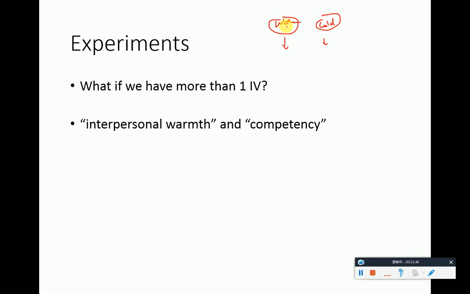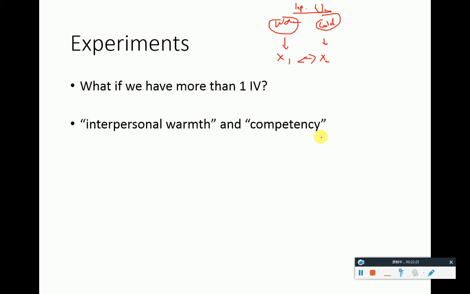We have two groups of participants, each reading their own description, which provides two average scores on how friendly Mike, the target person, is, and we'll compare these two average scores to see whether it is indeed the case that a warm person is perceived as more friendly than a cold person. Okay, so that's a single factor, interpersonal warmth. This is one factor experiment that has two conditions.